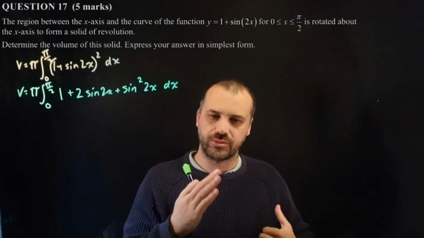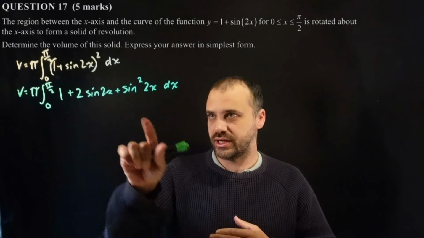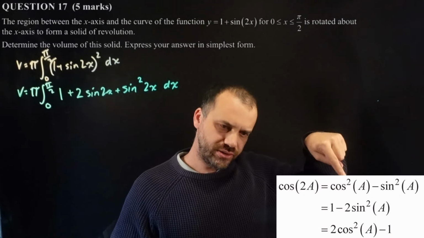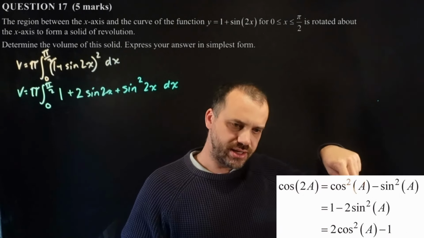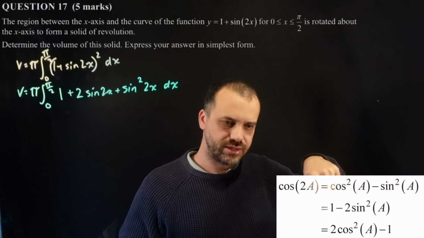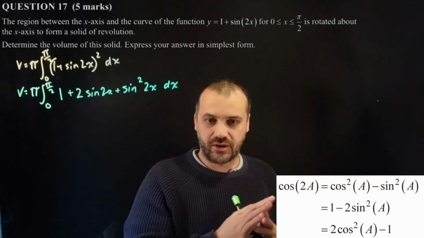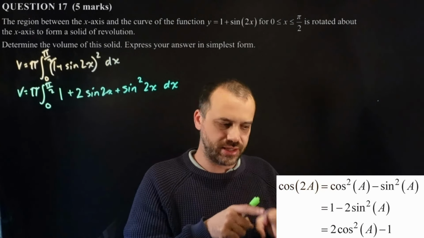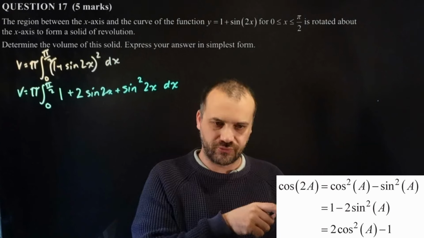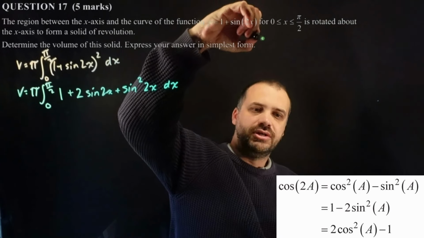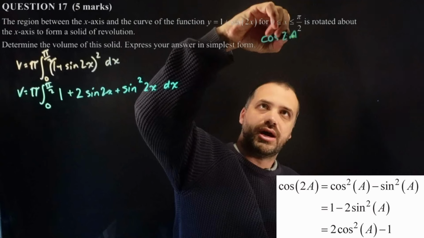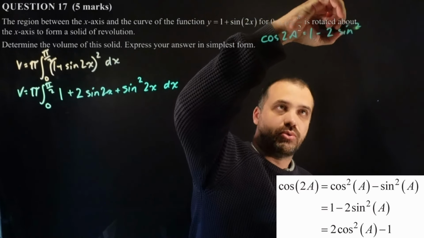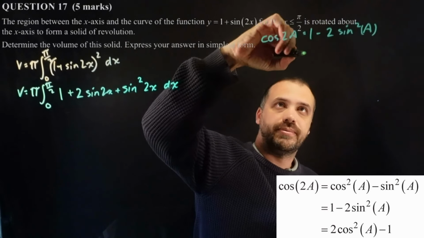You need to hunt your formula sheet for a good trig identity that's going to make this easier to deal with. And I've found, you can see this sine squared a sitting right there. So I've sort of searched my formula sheet. I found a sine squared a, and it's related to cos 2a. So let me just write that whole formula down for myself. So we know that cos 2a equals 1 minus 2 sine squared a.